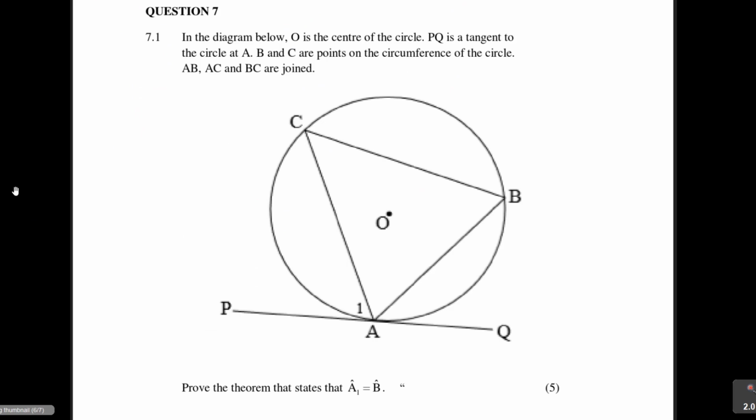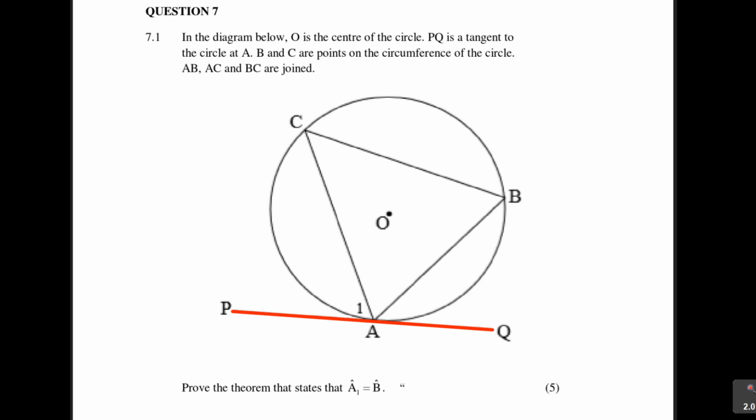Let's move on and wrap it up here with question 7. In the diagram below, O is the center of a circle. PQ is a tangent to the circle at A. This is the tangent-chord theorem proof, a common theorem. A, B, and C are points on the circumference of the circle. AB, AC, and BC are joined.